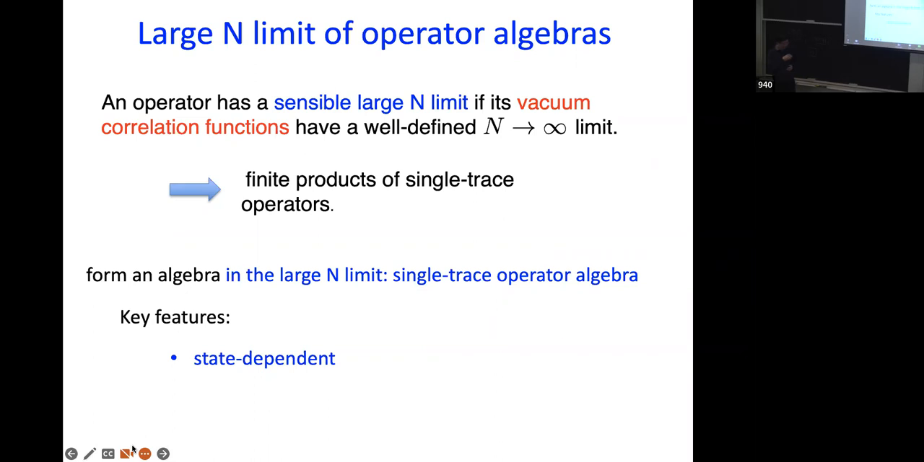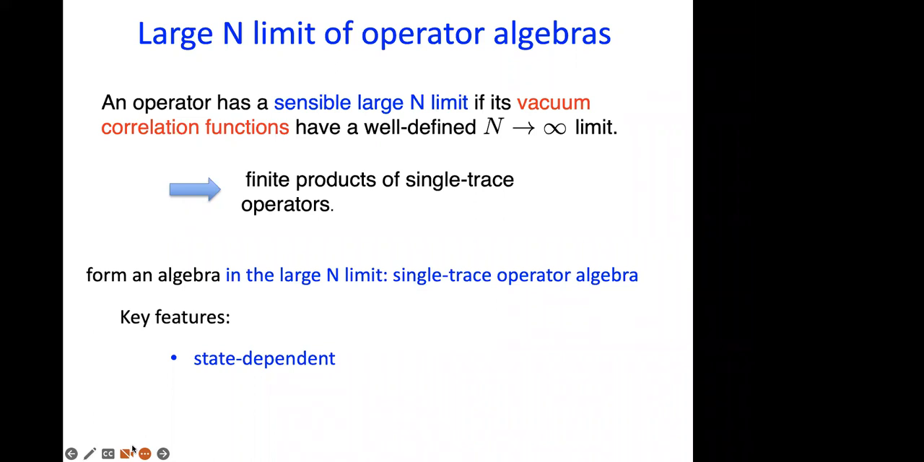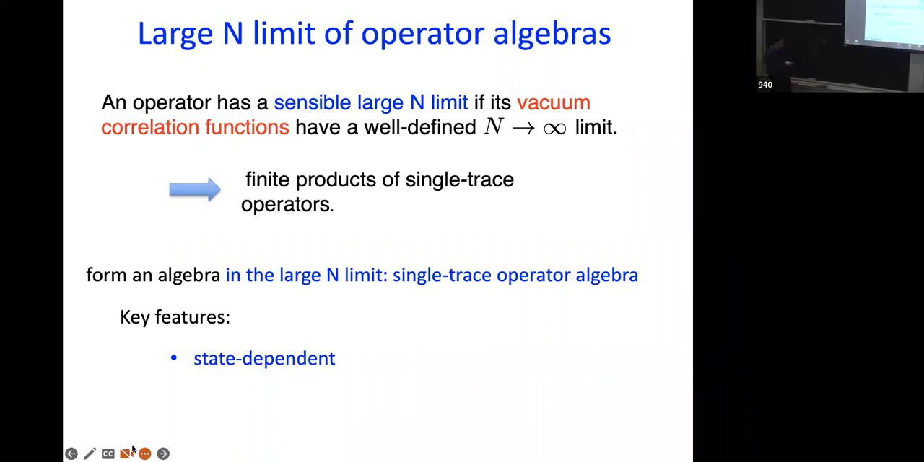The reason is that such operators have factorization properties in the large N limit, and they have nice scaling properties. So actually, they become state dependent. It takes a few minutes to explain this, but let me not go into that. Let me just emphasize that to be able to define this algebra, we actually need to use the information of the state.